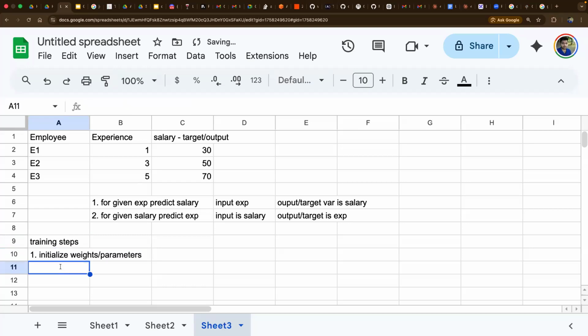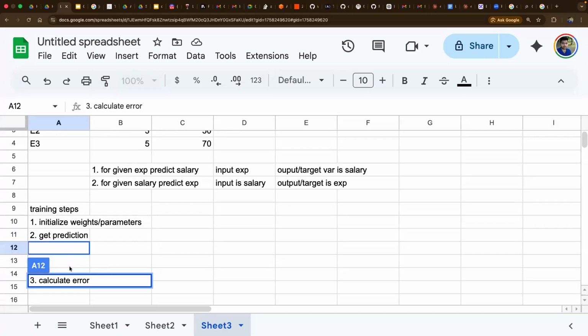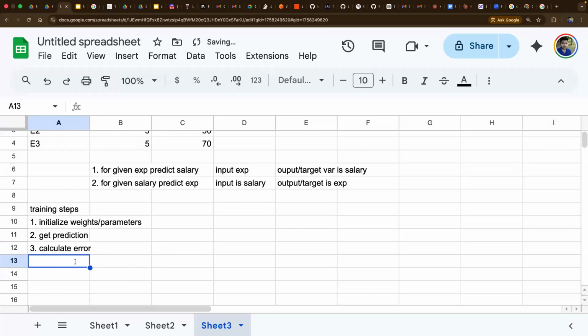And then get prediction. Third, calculate error. Fourth one is adjust parameters or weights.